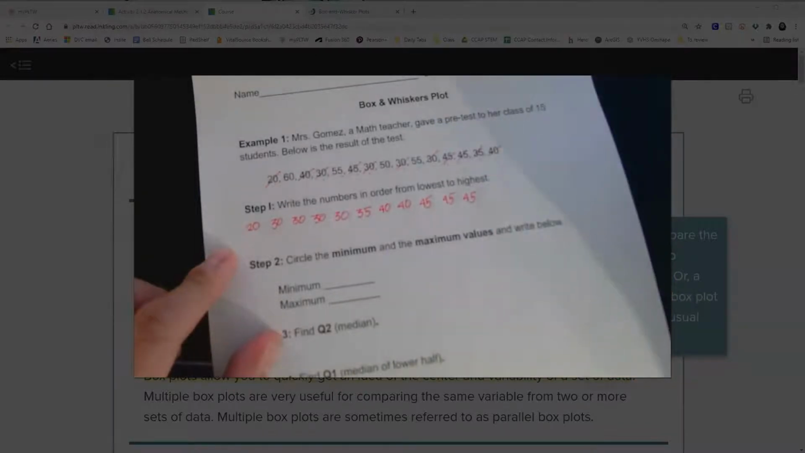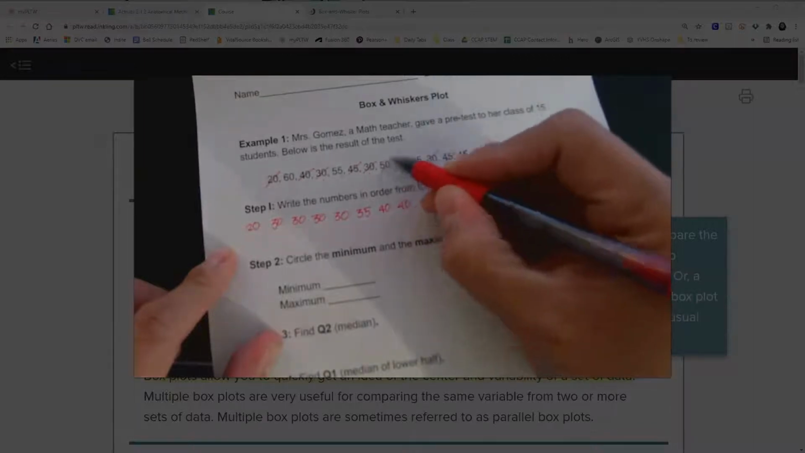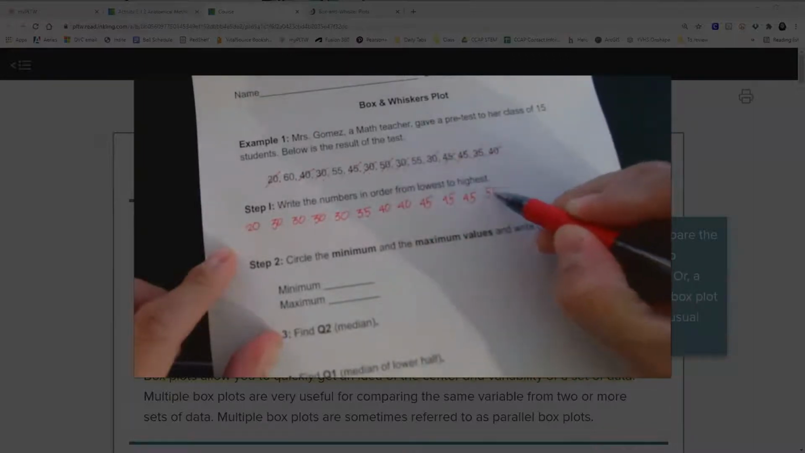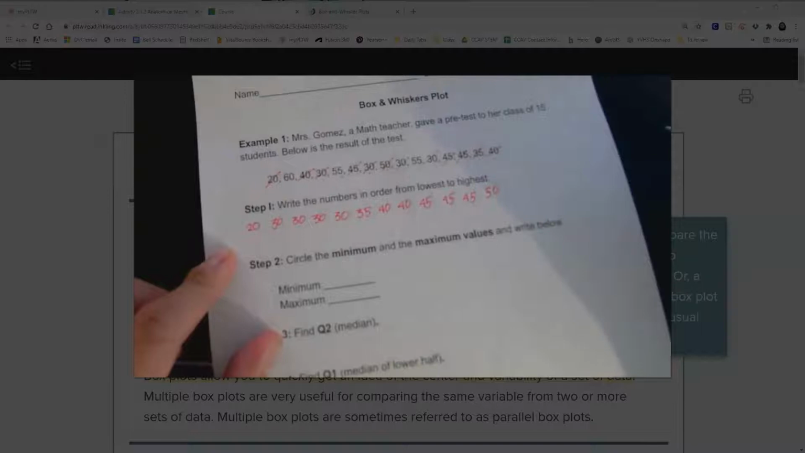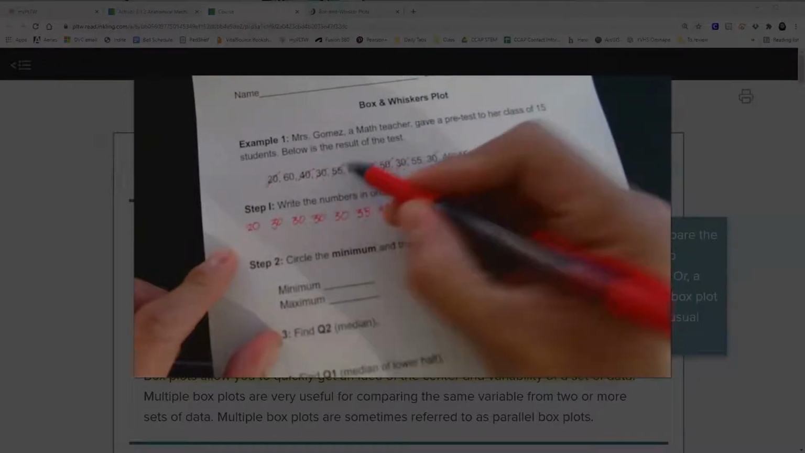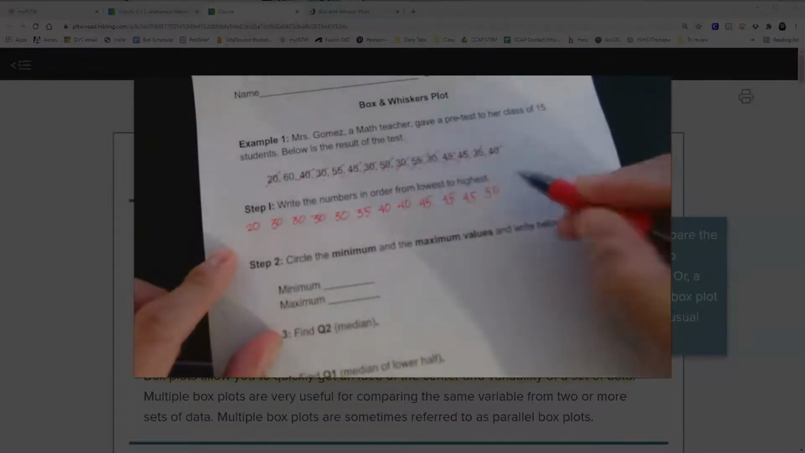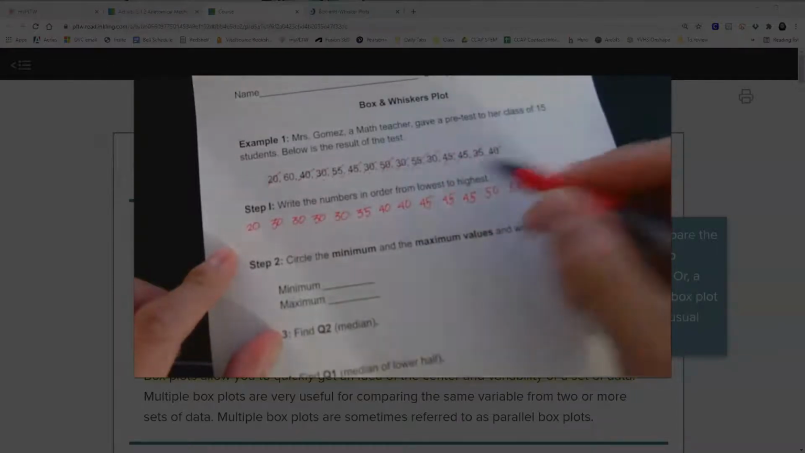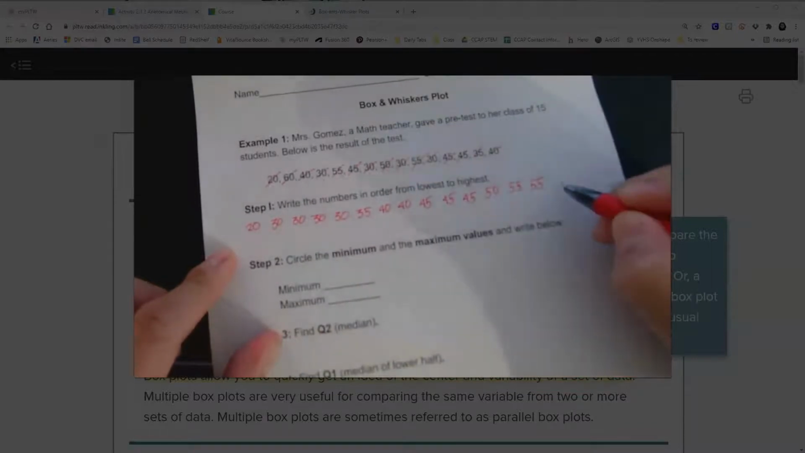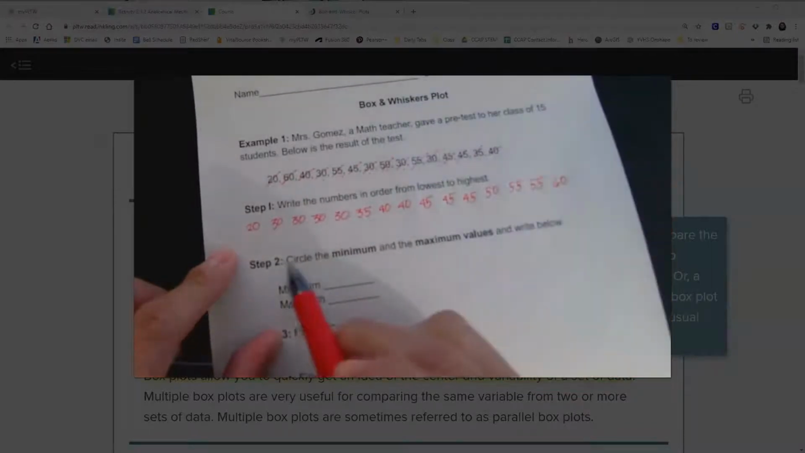Okay, the next highest number would be 50. Let's cancel that and let's write down 50 here. And then we have a 55 here and another 55 there. So 55 and 55, and the highest score is 60. So just to be sure, let's count.